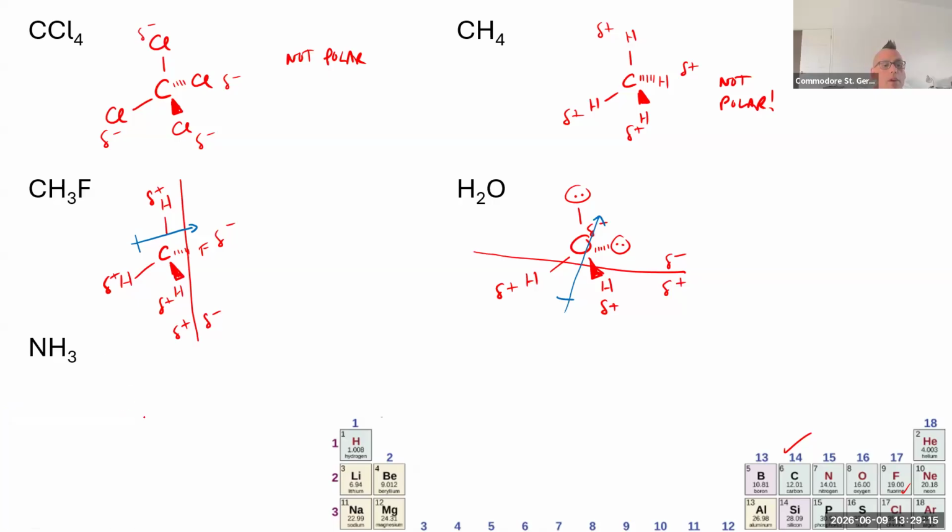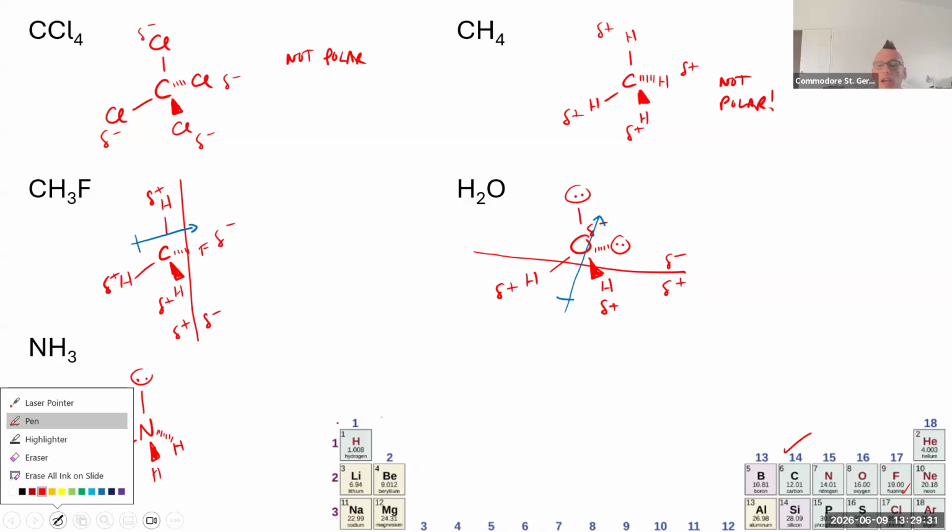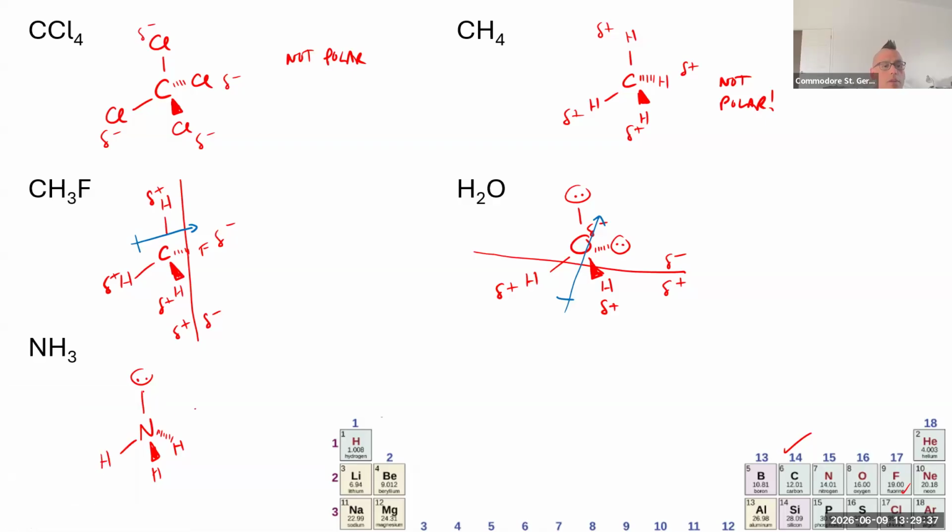NH3. All right, so we have nitrogen. I usually draw it like this. Hydrogen, hydrogen, hydrogen, right? All right, so let's label these. Nitrogen is more electronegative than hydrogen by quite a bit. So let's label these as partially negative, partially positive, partially positive, partially positive.